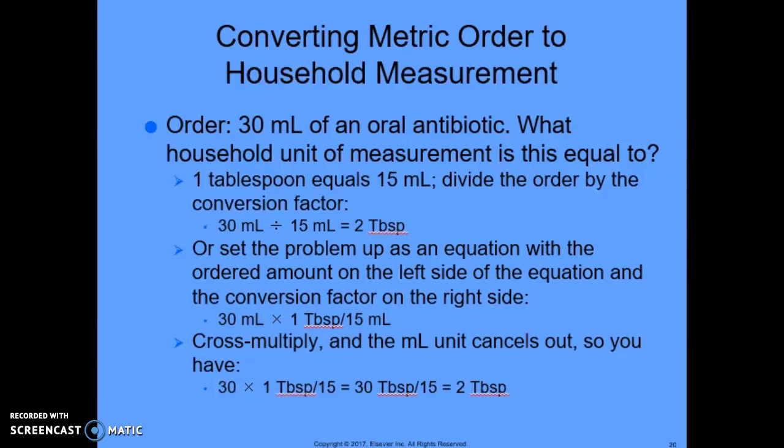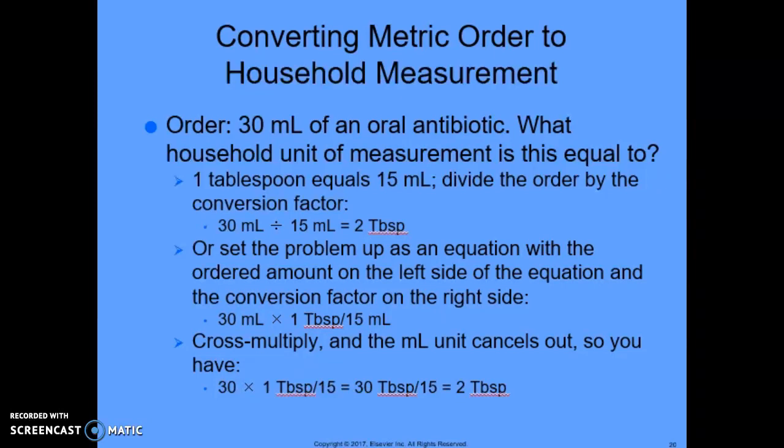So we're looking at converting metric order to household measurements. Let's look at an example here. There's an order for 30 milliliters of an oral antibiotic. What household unit of measurement did we talk about in the previous slide that is an equal measurement? We talked about 1 tablespoon equals 15 milliliters. So in order to do this, you must divide the order by the conversion factor. So 30 milliliters divided by 15 milliliters.